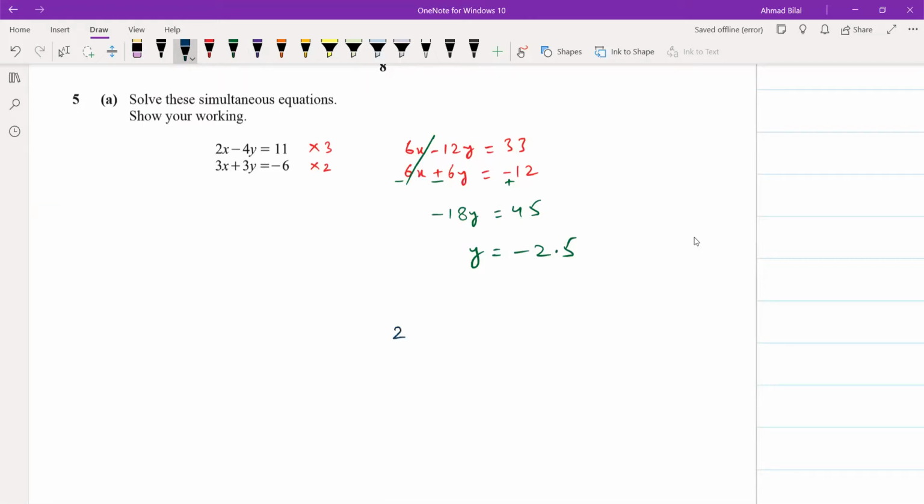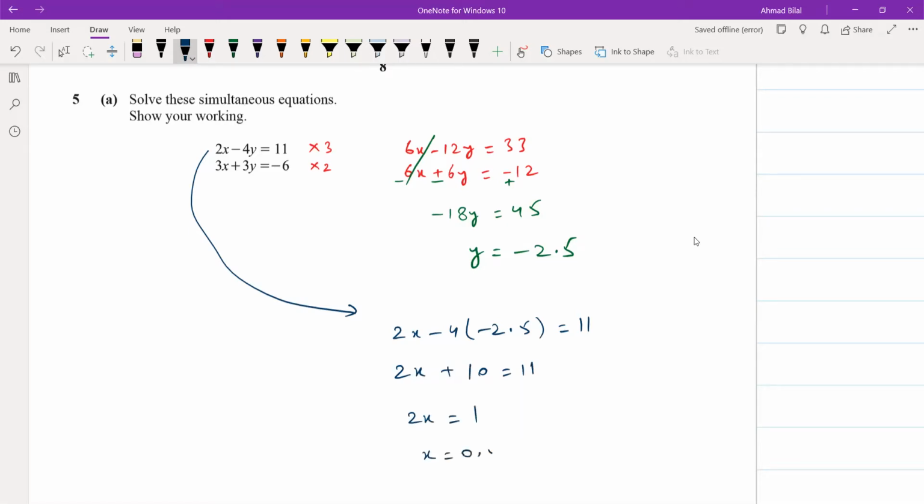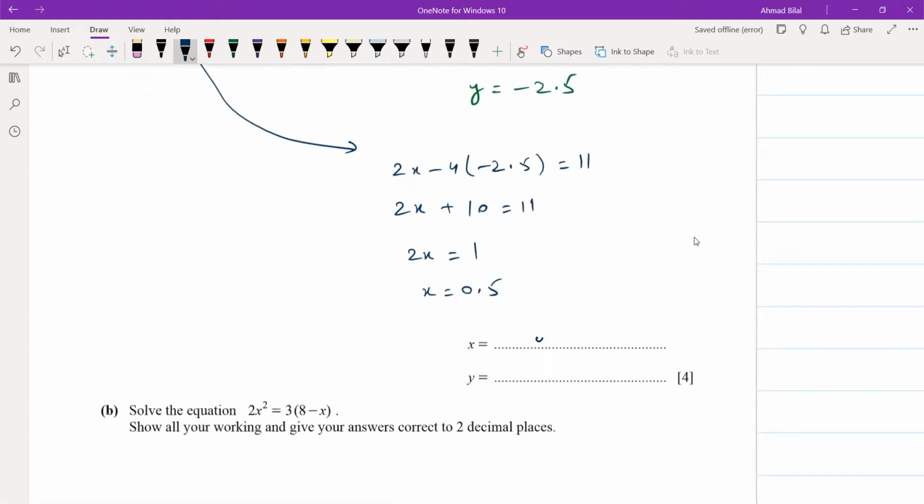We have 2 into x minus 4 into minus 2.5 equals 11. इस वाले equation में इसमें input कर रहा हूँ. I get the corresponding value of x from here as well. So 2x plus 10 is equal to 11. 2x is equal to 1 and x is equal to 0.5. So x is 0.5 and y is minus 2.5.